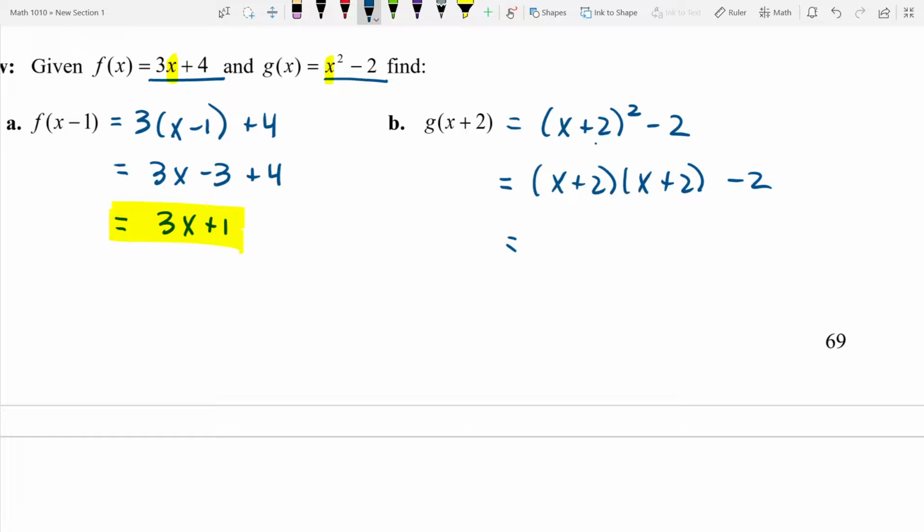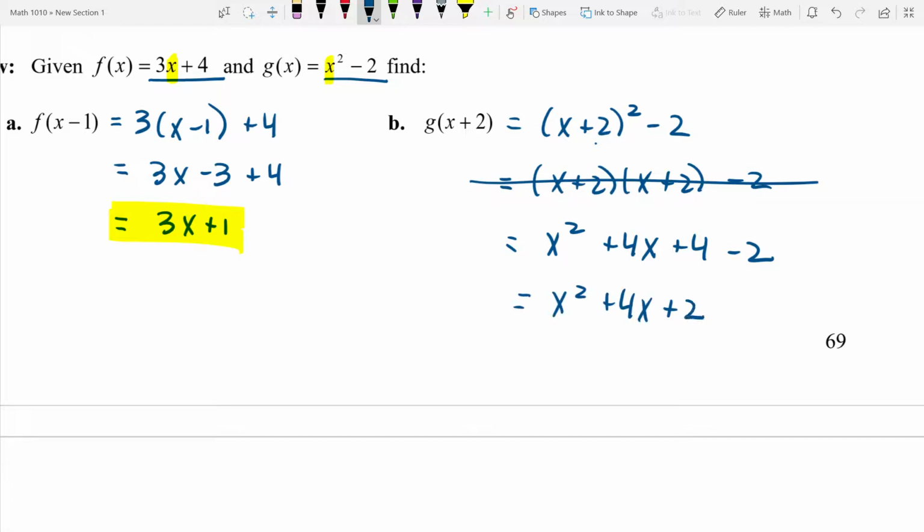So I know x times x is x squared. I know outside's going to be a 2x. I know inside's going to be a 2x. 2x plus 2x is 4x. And then 2 times 2 is 4 minus 2. So you don't even have to write that line. But in your mind, know it's x plus 2 times x plus 2 and multiply it all out. If that freaks you out, then write it down. You don't have to skip the step, but you can. So it's x to the second plus 4x plus 2. Highlight your answer, and you're done.